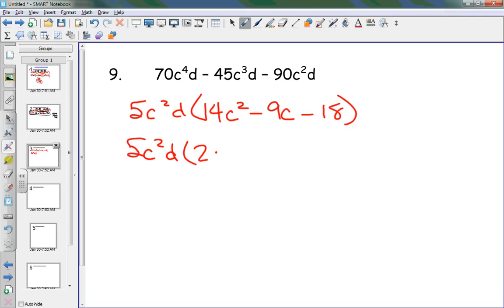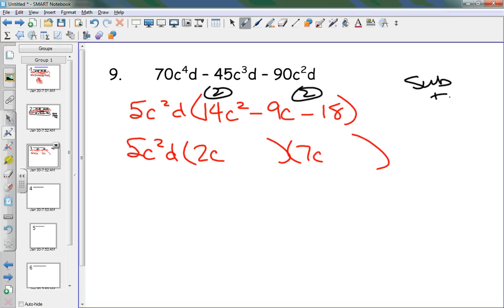So I'm going to use 2c and 7c. My signs must be opposite, so I know I'm subtracting. And I need to have a -9, but I need to use factors of 18. So what are the factors of 18 that I'm going to use? Probably 3 and 6, not 2 and 9.